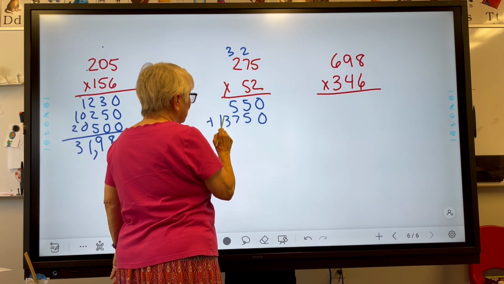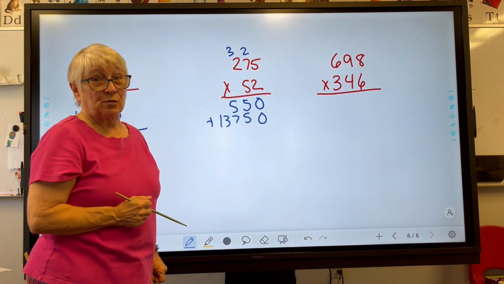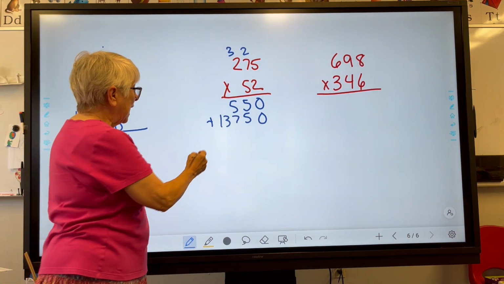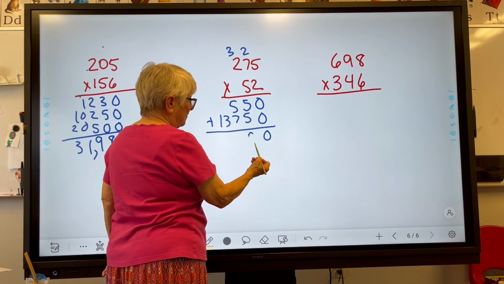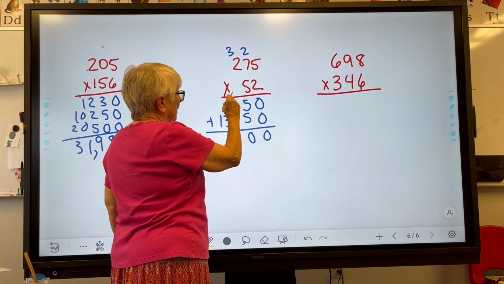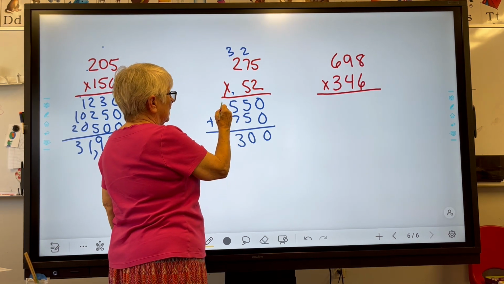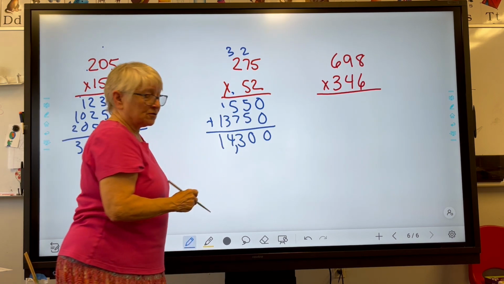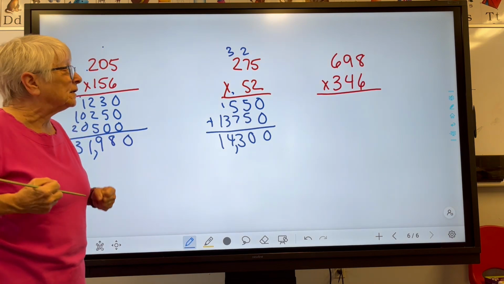Then we add those together. We only have 2 to add together because we only have 2 digits that we're multiplying by. Okay? Then we add. 0 plus 0 is 0. 5 plus 5 is 10. Carry the 1. 7 plus 5 is 12, 13. 3 plus 1 is 4. 14,300. And once again, I've succeeded.